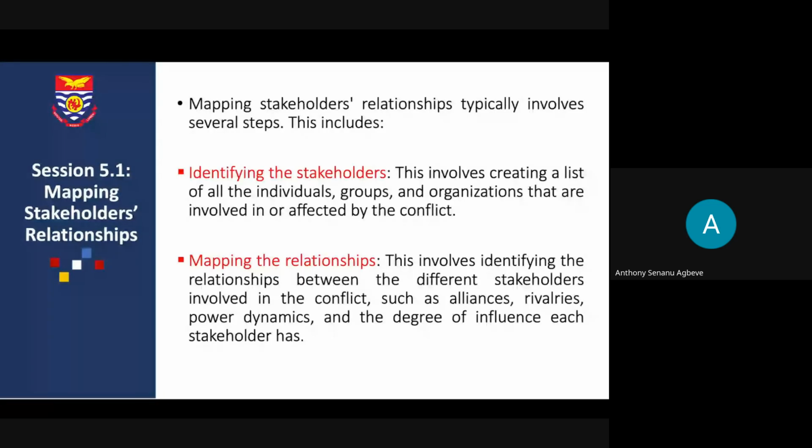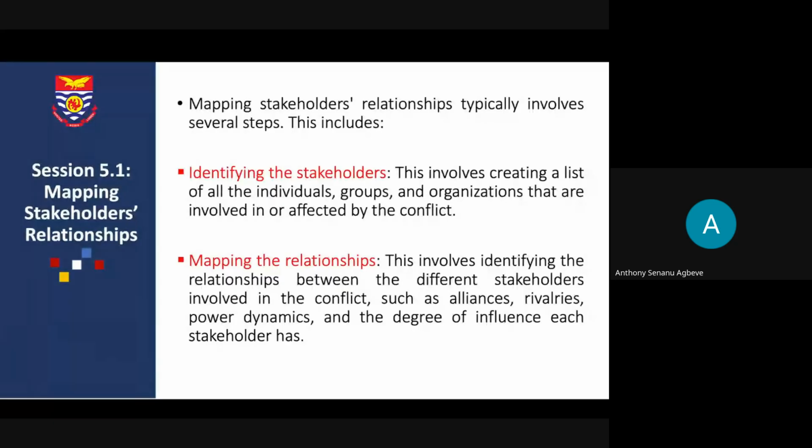The first is that you need to identify the stakeholders. So just as the name of the tool sounds, mapping stakeholders, you need to identify the stakeholders. So you create a list of all the individuals and groups and organizations that are involved or affected by the conflict.